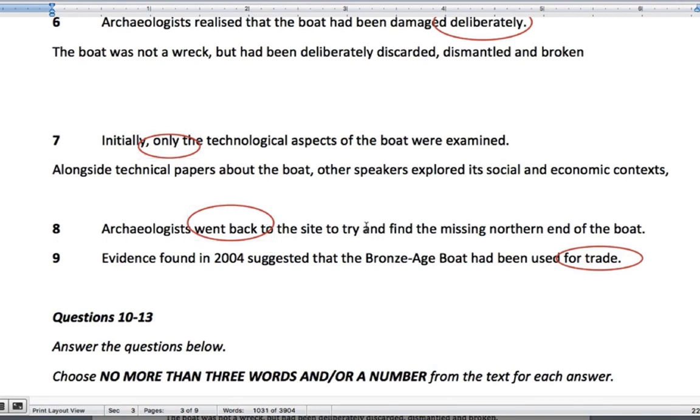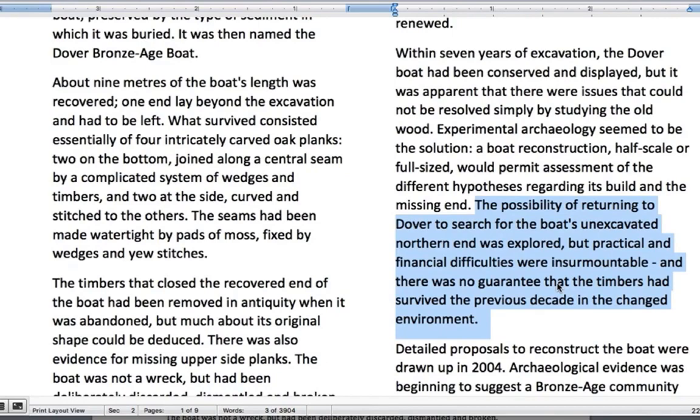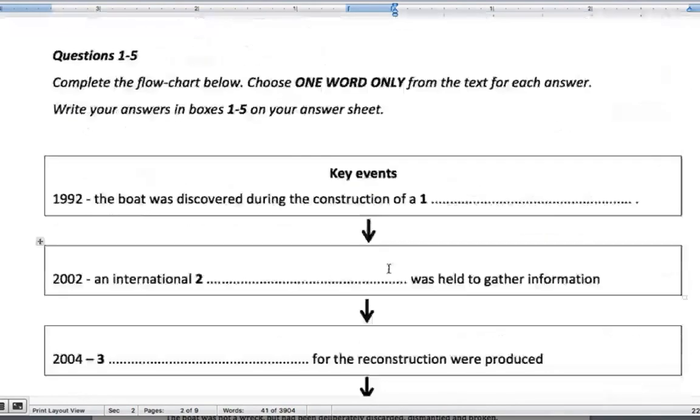The archaeologists went back. Did they go back or did they not go back? Northern end of the boat, that's your scanning language. That will help you find the target sentence. But this is your target language, and it's this big sentence over here. I'll copy and paste it.